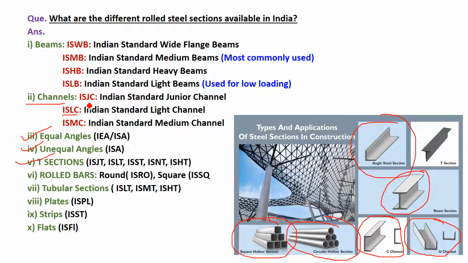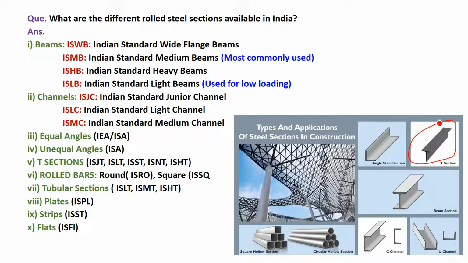JB, junior beams. JC, junior channel. LC, light channel. MC, medium channel. So Indian Standard Medium Channel, Indian Standard Light Channel, then equal angle and unequal angle. This is an angle section. If this length and this length are the same, it is called an equal angle. And if these lengths are different, like this for example, this is an unequal angle. Okay, it means these two edges are not of the same length.